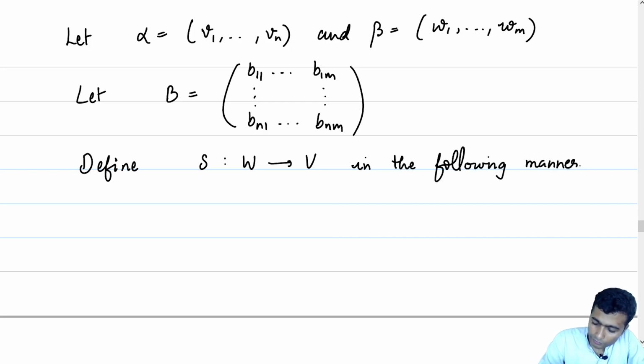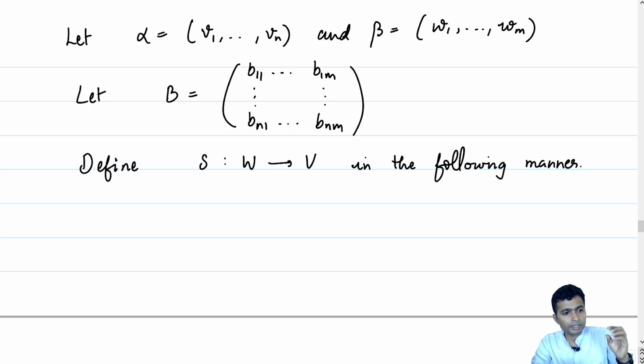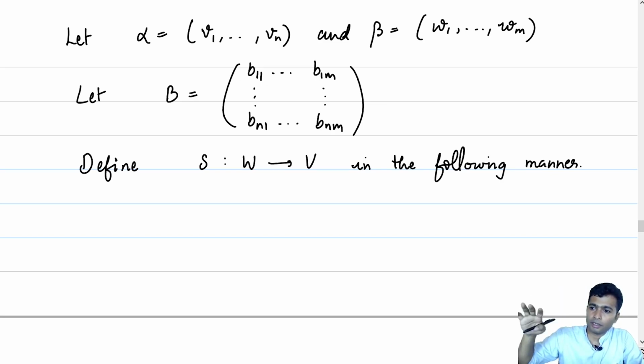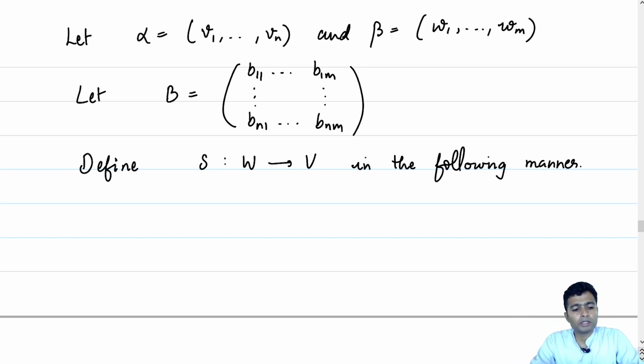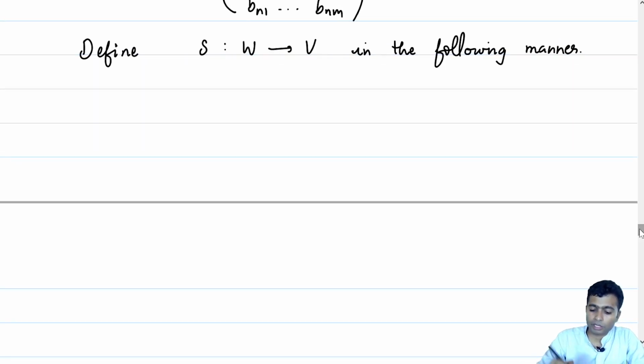We will invoke one of the theorems we have proved in one of the previous videos, namely which says that if you are given a basis of the domain, in this case W, say a basis consisting of w1, w2 up to wm, and suppose you are given vectors, say u1, u2 up to um, then there exists a unique linear transformation which maps wi to ui. So let's use that to define this particular map S by defining what S is on a basis of W.